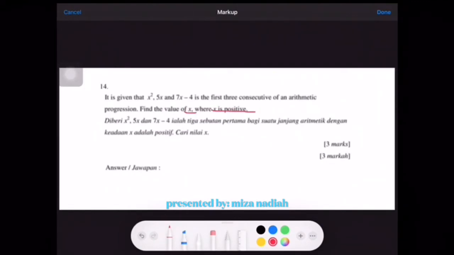So untuk arithmetic progression, dia ada common difference. So common difference dia ialah 5x minus x squared equals to 7x minus 4 minus 5x. Okay, so this part 5x ni adalah second term minus dengan first term. Dan this part pula 7x minus 4 is the third term minus dengan second term. So common difference untuk both side ni sama. So sebab itulah kita boleh equalkan dia. So dan kira macam biasa.